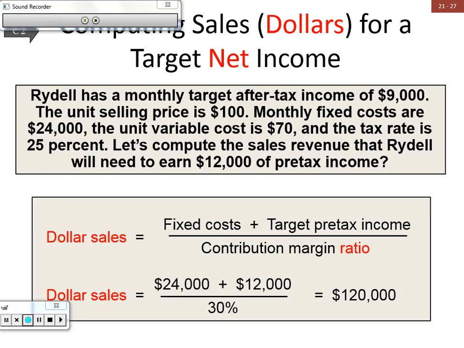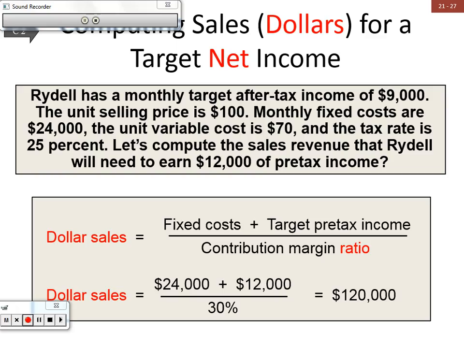So this example is showing you in dollars. What we just did was find the target pre-tax income. So now fixed cost plus target pre-tax income divided by contribution margin ratio is going to give us our dollar sales. So in this particular example, 24,000 plus the 12,000 that we found in the previous part, divided by the 30%. Now, the question is, where did the 30% come from?